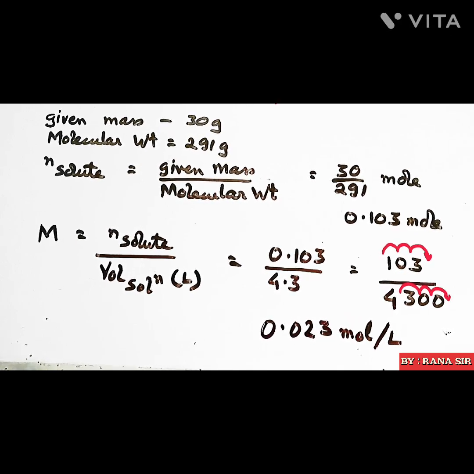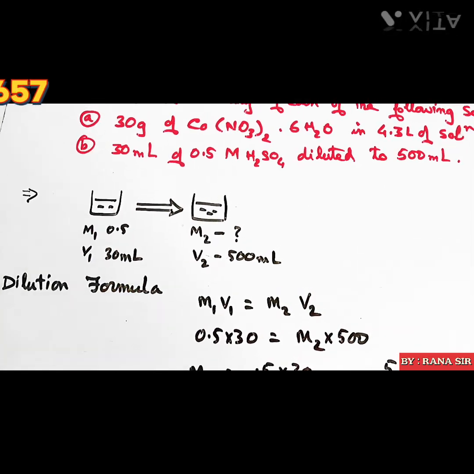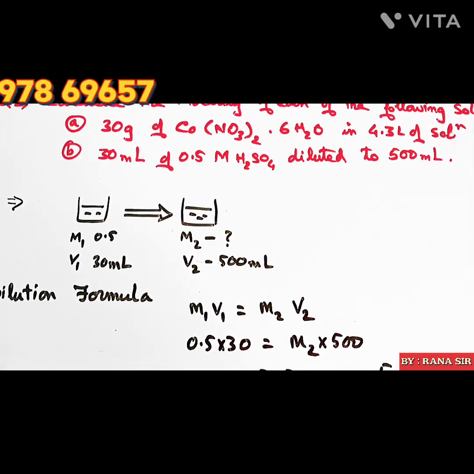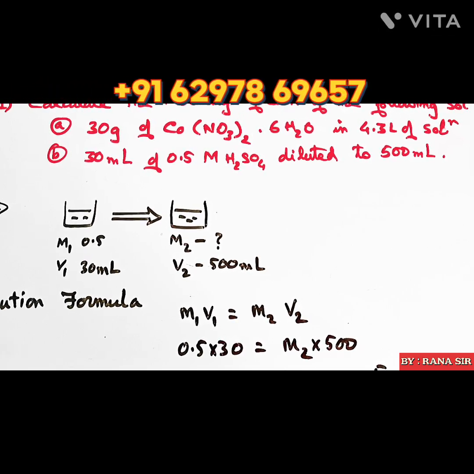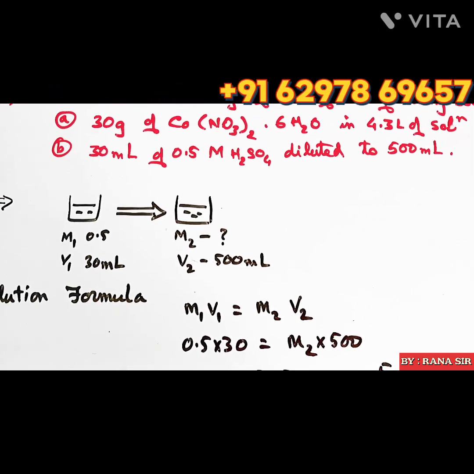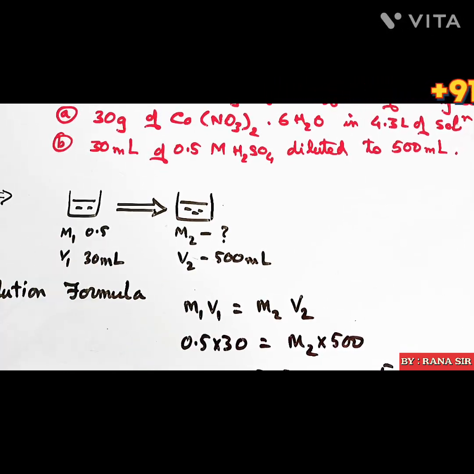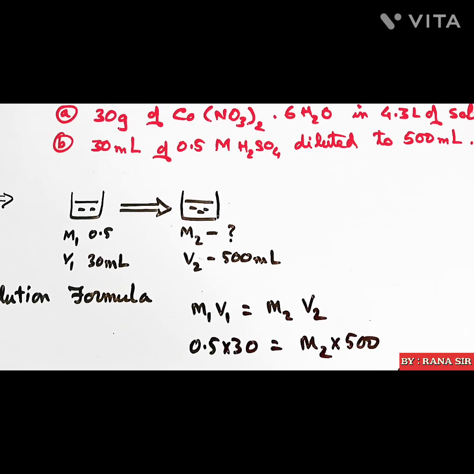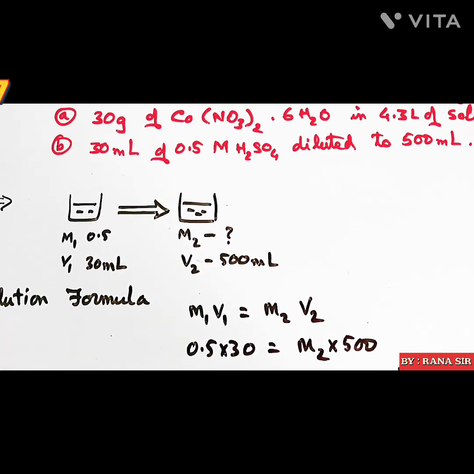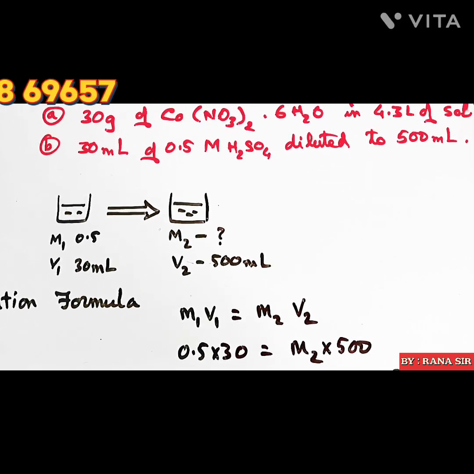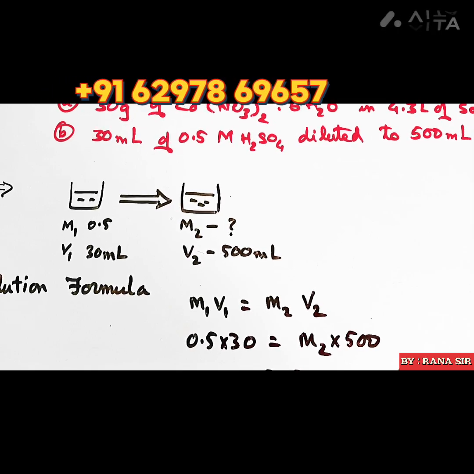Let's do the part B. So what is the second part of the question? It says 30 milliliter of 0.5 molarity of H2SO4 diluted to 500 milliliter. So let us understand with the help of diagram. We have 2 beakers. First beaker has a solution of H2SO4 where M1 molarity is 0.5 and volume, that is V1, is 30 milliliter.